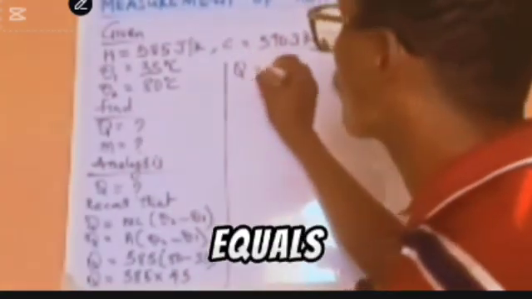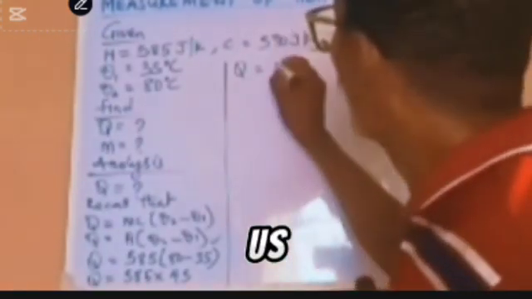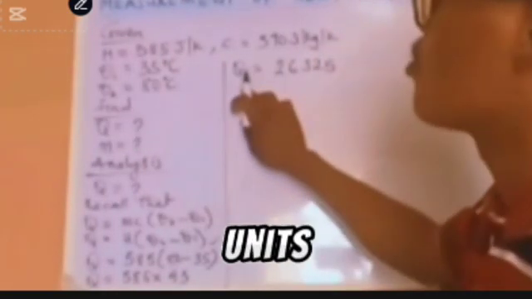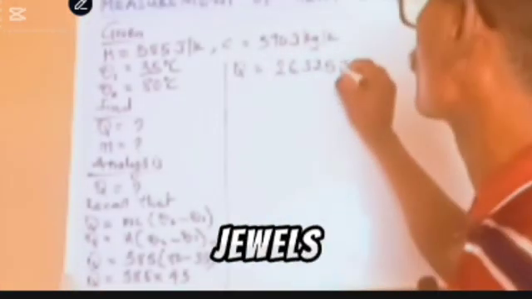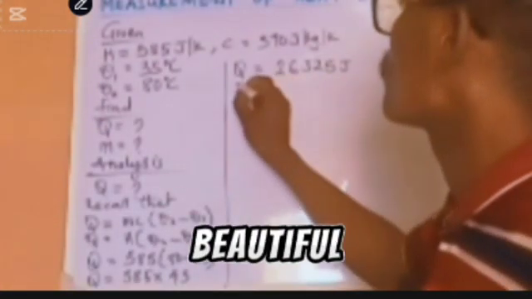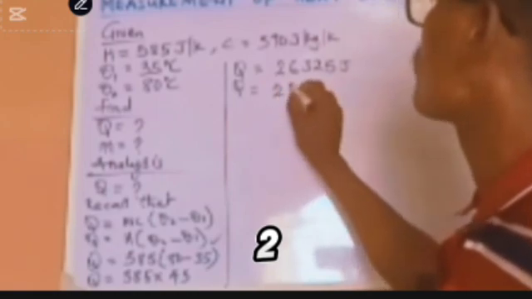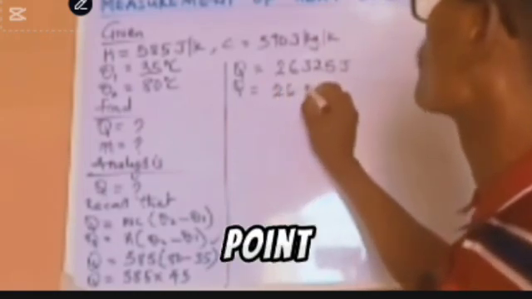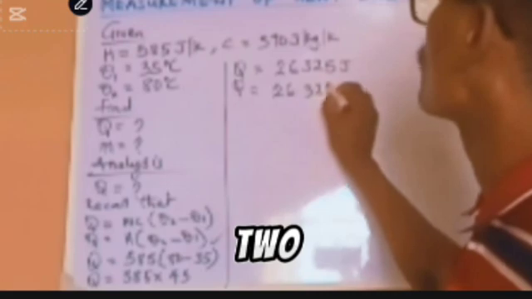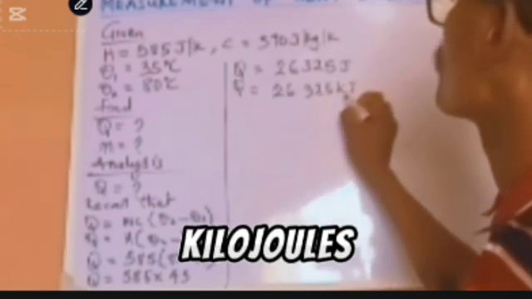Now Q will be equal to 585 times 45. That will give us 26325. What will be the units? Don't forget, that will be joules. So if you want to make it more beautiful, you can say Q is equal to 26.325 kilojoules. Anyhow you want to present your answer is acceptable.